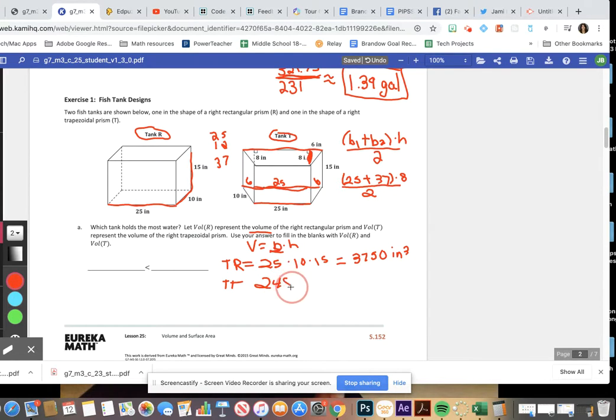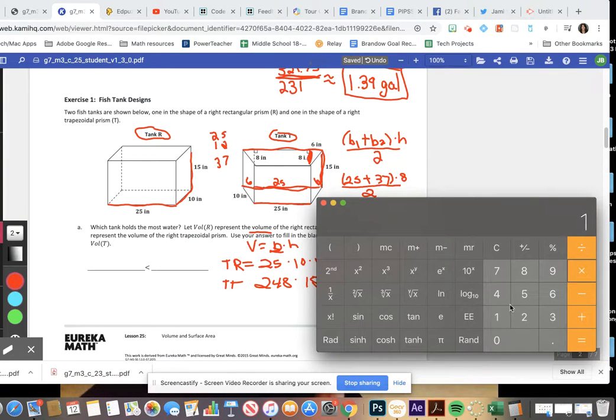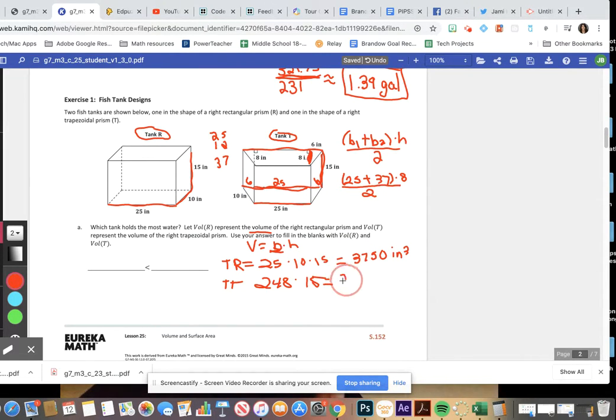248. Now I have to take the area of that trapezoid times the height of this 3D figure, which is 15. And that's going to equal 3,720 cubic inches. Now I need to decide where to put these.